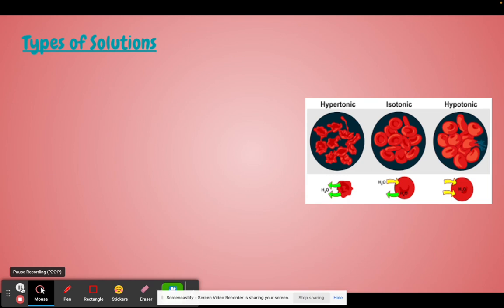So there are actually three different types of solutions. In this example, we're really going to focus more on the solution being water and salt. So the salt is the solute, the water is the solvent. The easiest way that I can recommend this to you is that things dissolve in water.